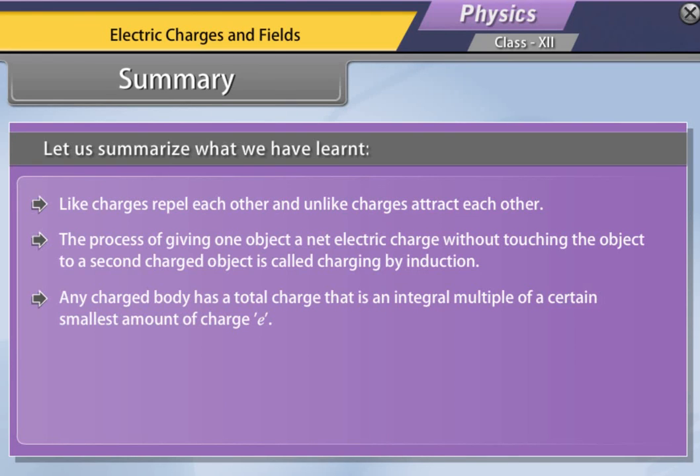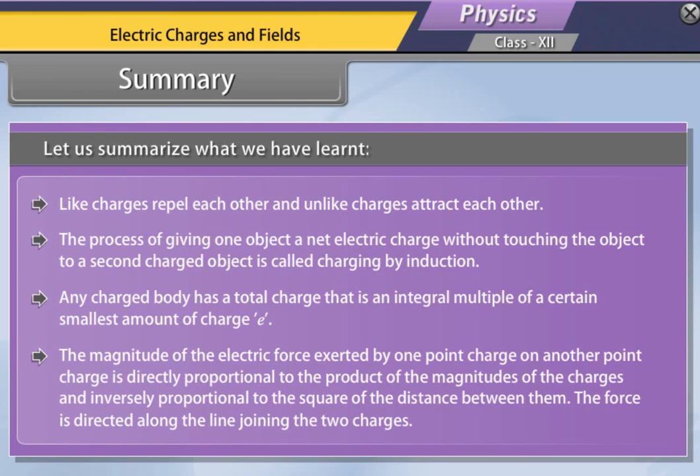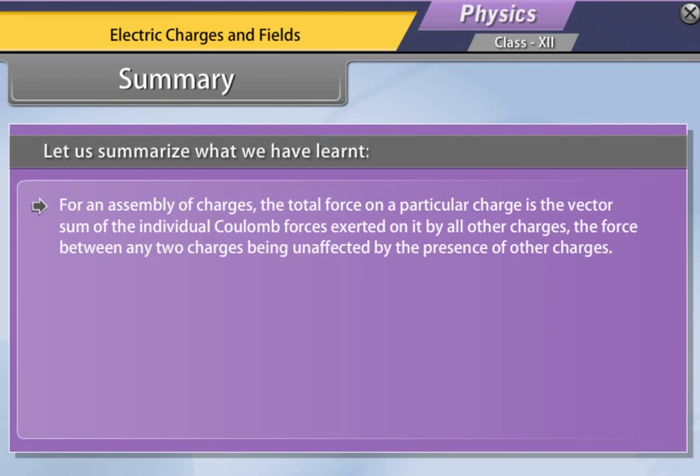The magnitude of the electric force exerted by one point charge on another point charge is directly proportional to the product of the magnitudes of the charges and inversely proportional to the square of the distance between them. The force is directed along the line joining the two charges. For an assembly of charges, the total force on a particular charge is the vector sum of the individual Coulomb forces exerted on it by all other charges, the force between any two charges being unaffected by the presence of other charges.